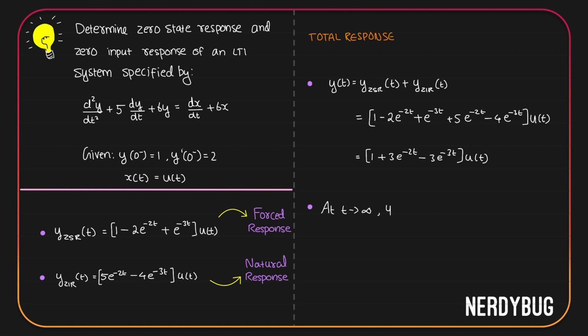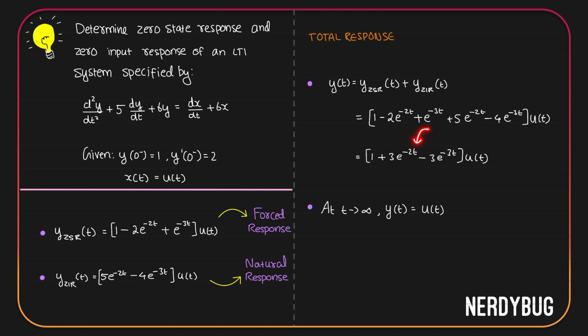Now, assume we want to find out the value of y of t at t equal to infinity. At t equal to infinity, y of t will become like this. The first term is 1 u of t. It is going to be the same because u of t is 1 from t equal to 0 to infinity. So we'll get u of t. The second term is 3 e raised to minus 2t u of t.